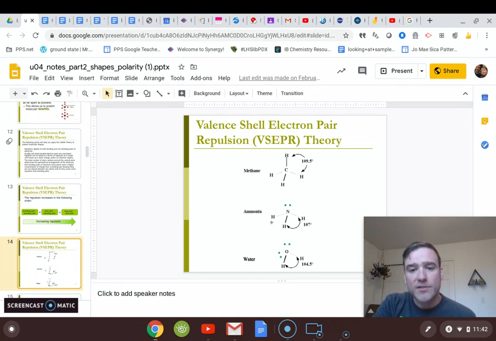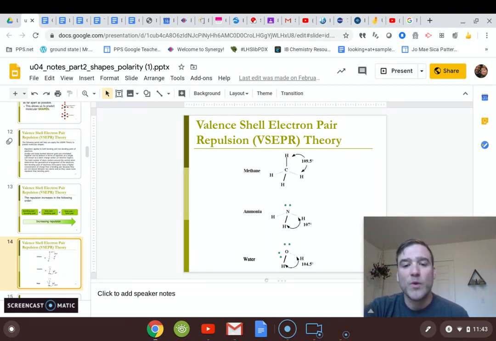Ammonia also has 4 steric centers, which you can tell by looking at the central atom has 1, 2, 3, 4 regions around it. 3 of those regions are bonds to hydrogen, and 1 of the regions is a lone pair. You can see here that the angles are smaller for ammonia than they were for methane. That's because that non-bonding region has a greater repelling effect than the bonds do. So it's sort of like that lone pair is pushing on the bonds and squeezing them closer together, making that angle slightly lower, about 107 degrees rather than about 109.5.